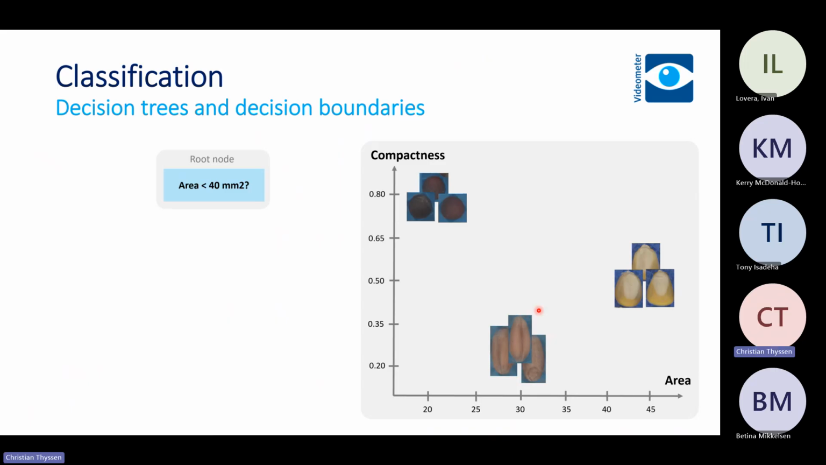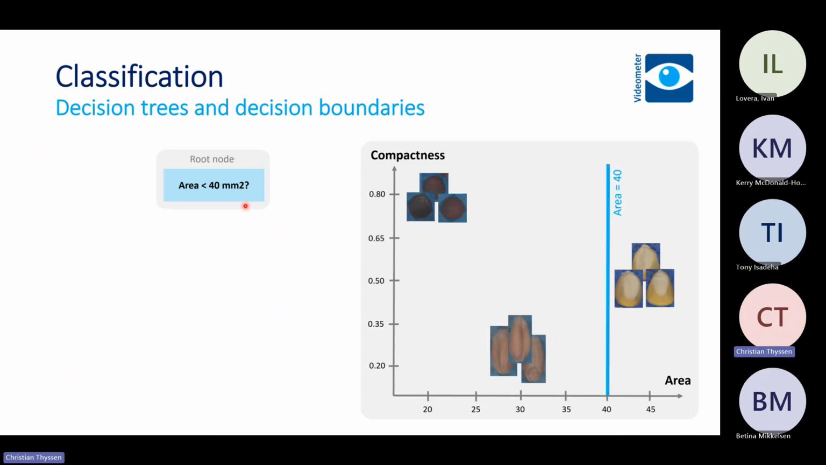Next, we talk about how we actually do modeling here at Videometer, or which kind of models we use. We talk about decision trees, and we also talk about what decision boundaries are. So imagine the case where you have these three classes again, and you have chosen two features, compactness versus area, and now you would like to create a prediction model where you can give it new data. And how you can do this with a decision tree is that you ask a series of questions.